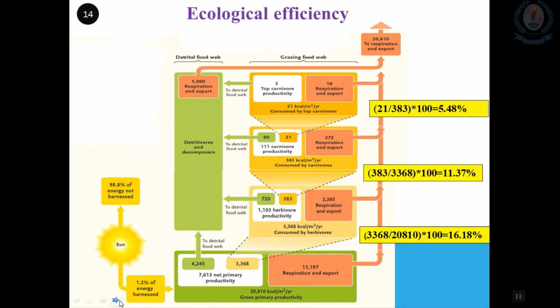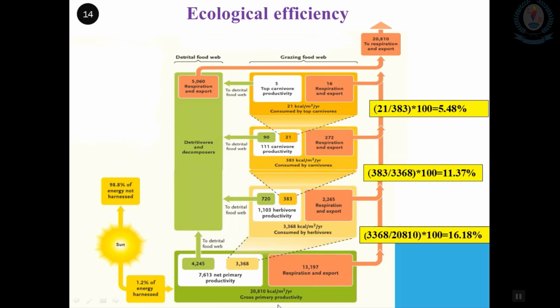The researchers estimated the biomass and energy content of each trophic level. Here, this ecosystem converts 1.2% of solar energy into chemical energy, which is represented by 20,810 kilocalories per meter squared per year.